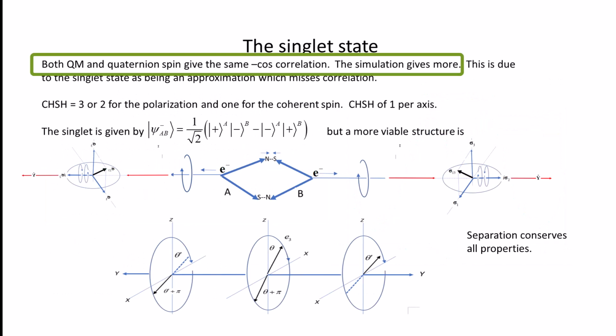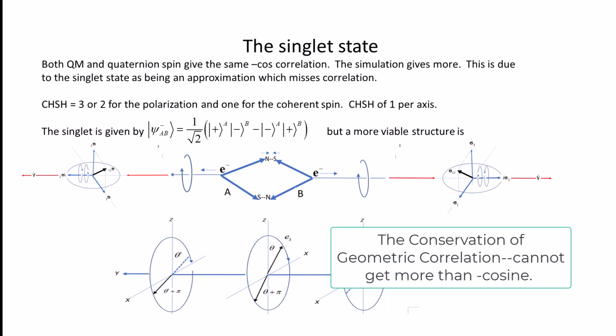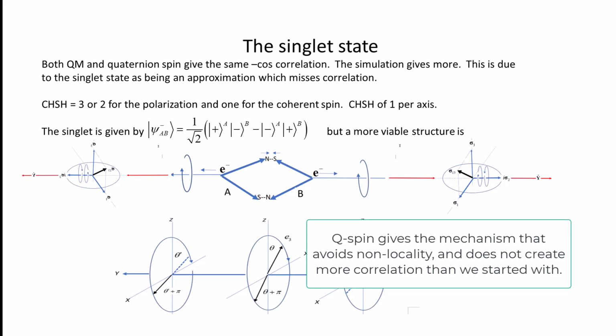Quantum mechanics and Q-spin give the same minus cosine for the correlation, and both give a violation of 2√2. That is because they both start from the same singlet state, and correlation cannot be destroyed in the separation. This is an example of the conservation of geometric correlation that I talked about in the second paper on hyper-helicity. So my Q-spin only gives the mechanism of how the correlation is conserved after separation without non-locality. I cannot get more correlation than there is in the singlet.